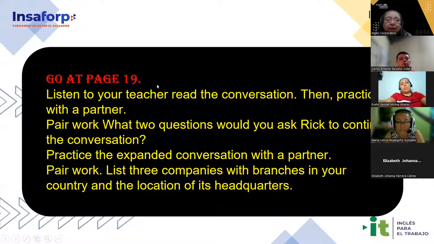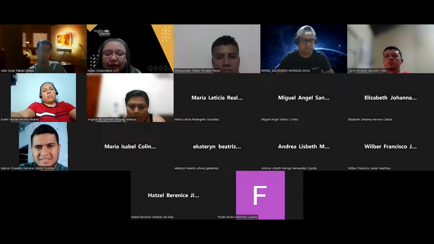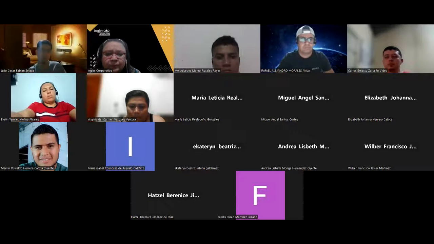Yesterday, you were working at page 19, okay? You were practicing the conversation, and if you remember, you had to write two questions in order to continue the conversation. And you did it, yes or no? You did this in the breakout rooms. And you had to list the name of three companies with the branches in the country and the location of the headquarters. And that was the last activity because we had the feedback on the previous unit that we were working with.